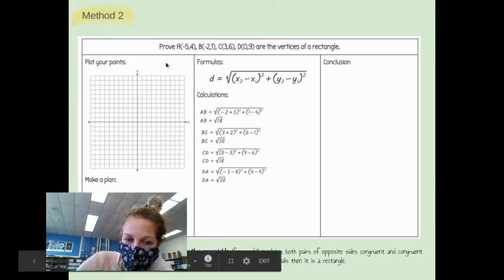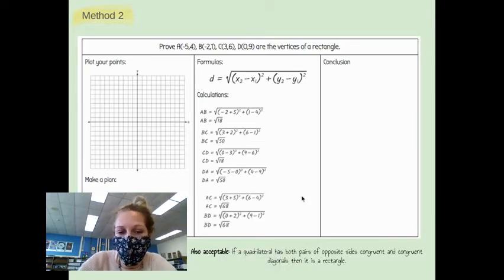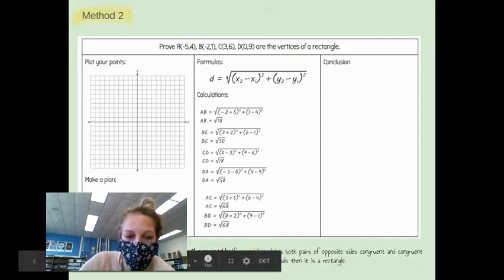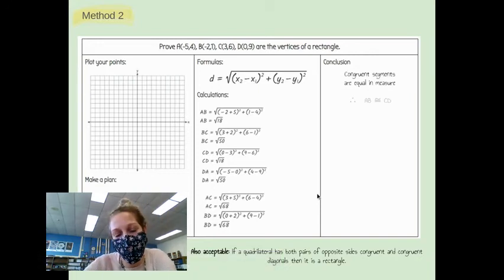Radical 18 matches radical 18, radical 50 matches radical 50. Opposite sides are congruent. This is good. That means it's a parallelogram. Now I attack my diagonals. AC and BD are both radical 68. Diagonals are congruent, which makes my parallelogram a rectangle.